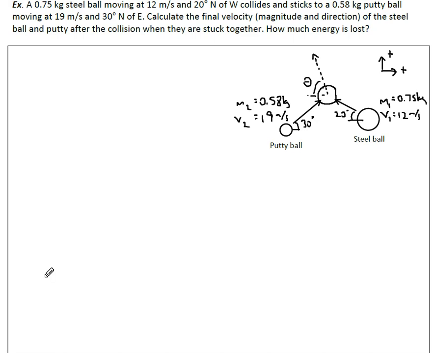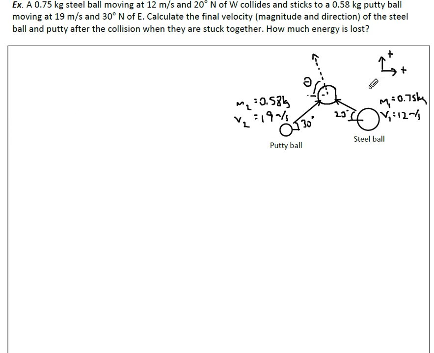Okay, so we're going to look at a harder question now. Basically, just more angles, the harder the question. So we have a putty ball. I've already put in the numbers. So it's 0.58 kilograms, 90 meters per second at an angle of 30 degrees. Steel ball, 0.75 kilograms, 12 meters per second at 20 degrees.